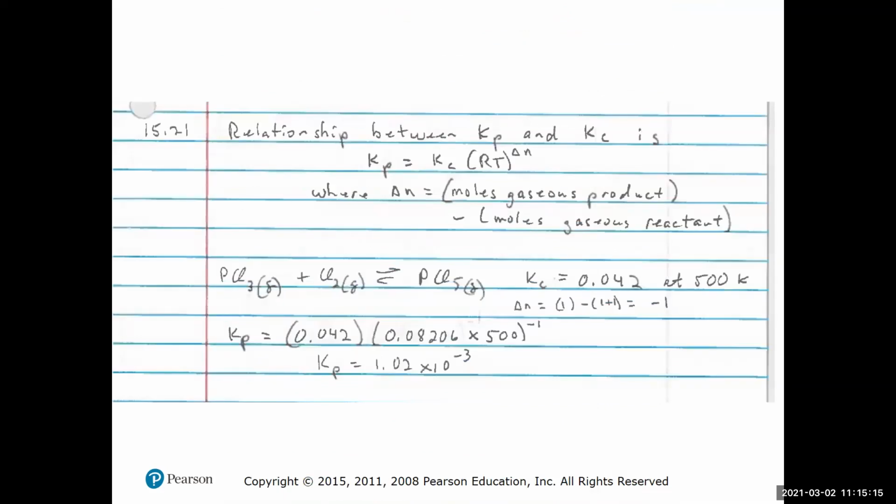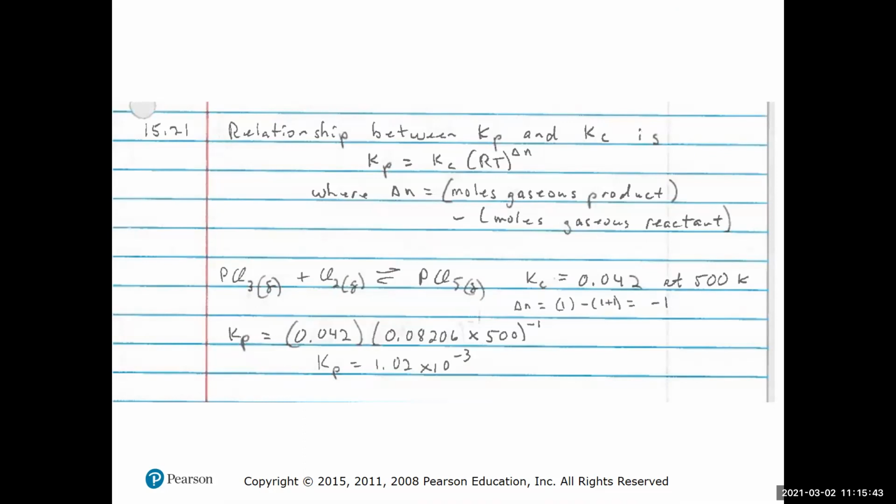Okay, 1521, let's take a look at that. We're given the equilibrium constant for the reaction PCl3 plus Cl2 going to PCl5. And then we want to know what's the Kp for this reaction at this temperature.